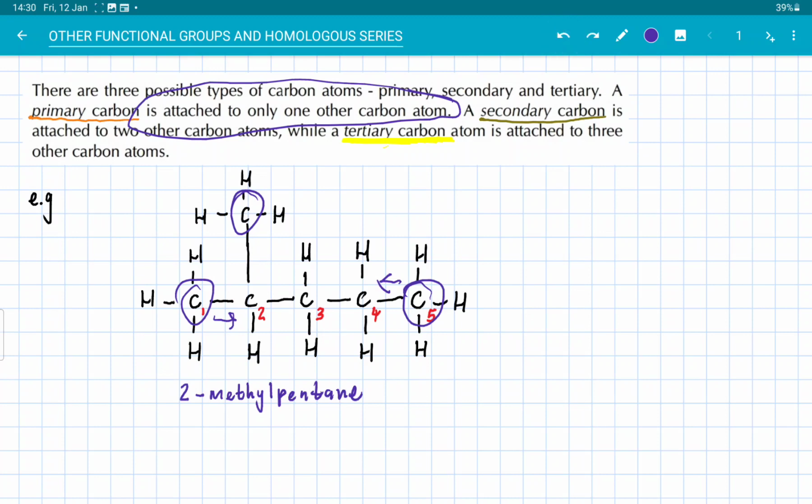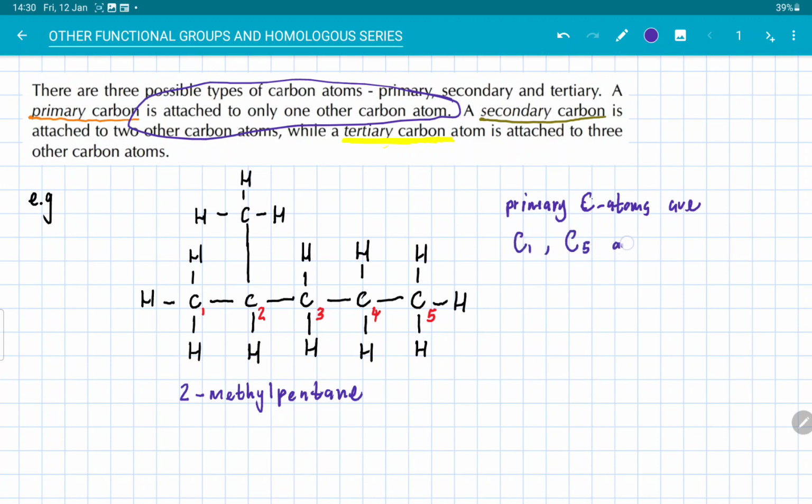I am just going to write it down. The primary C atoms here are C1, C5, and C of the methyl. So there are 3 primary carbon atoms here.